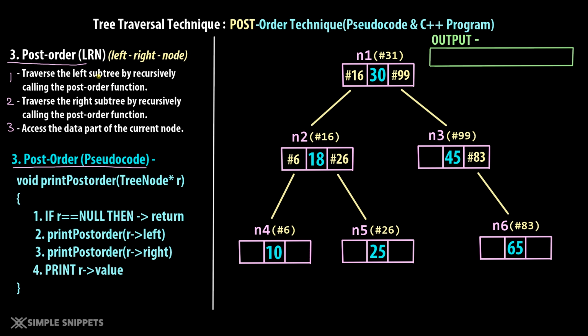So just by reading these English algorithmic steps, you cannot really write a program very clearly, but the pseudocode helps us achieve that. So converting these three steps into the pseudocode, we are going to follow a pattern of left, right and then node. So what do I mean by left, right, node or LRN? Step number 1 in the theoretical part says traverse the left subtree recursively by calling the postorder function. Step 2 says traverse the right subtree recursively by calling the postorder function. And step 3 says access the data part of the current node.